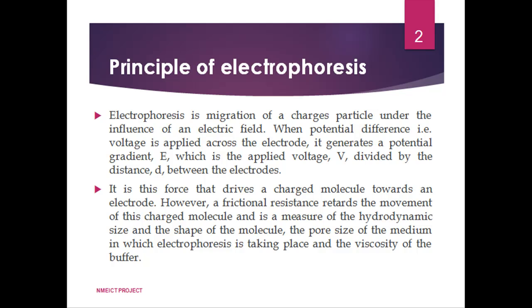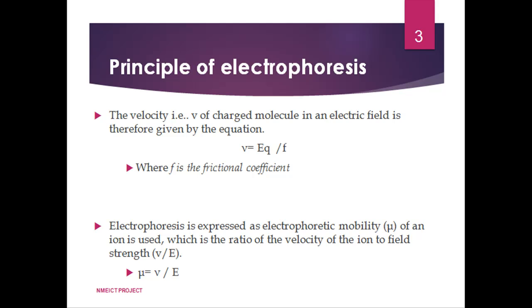However, there is a frictional resistance that retards the movement of a charged molecule. This frictional force is a measure of the hydrodynamic size of the molecule, the shape of the molecule, the pore size of the medium in which electrophoresis is taking place, and the viscosity of the buffer. The velocity of a charged molecule in an electric field is therefore given by the equation shown here. Electrophoresis is also expressed as the electrophoretic mobility of an ion, which is the ratio of the velocity of an ion to the field strength, as shown in the figure.